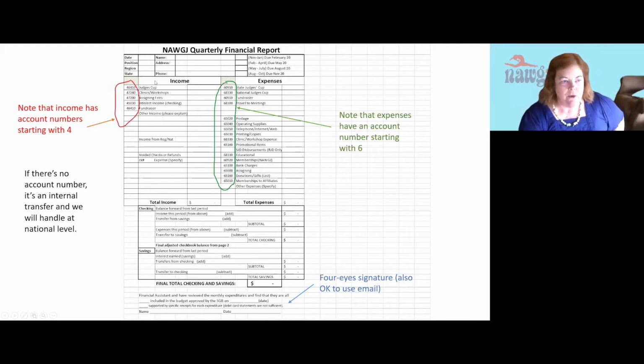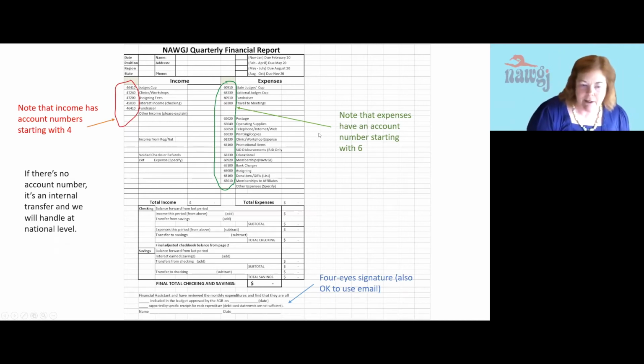Okay, here's a copy of the front page of the financial report, and you'll be doing this 4 times a year. I know you're all very good at following directions and filling in everything. Note over here on the income side that all the account numbers start with a 4. Over here on the expense side, all the account numbers start with a 6. There are some forms out there that are mixed up, but this is the one I pulled right off the website. And like I said, my plan is to get an update and put a date updated on this form.